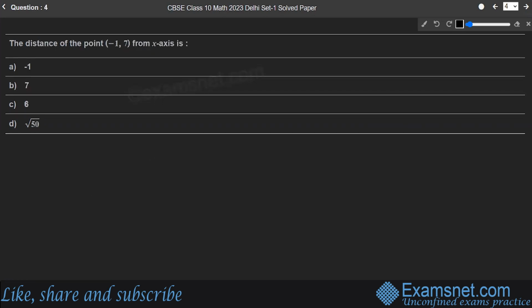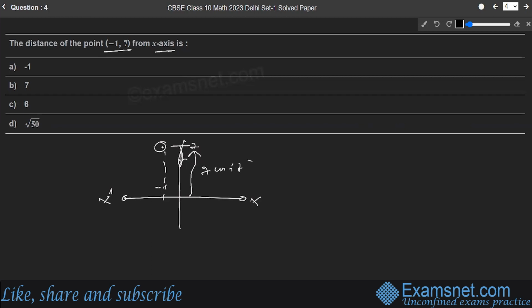Okay, what says the next one? The distance of the point (-1, 7) from the x-axis is, okay, so let us draw the x-axis. This is our x-axis, this is our x and x dash. The point is (-1, 7), so -1 should be on the negative side and 7 should be on the positive y-axis. So let's say this is 7 and this is -1, so this is where the point lies. Now they're asking for the distance of the point from the x-axis. The distance of any point from the x-axis is nothing but its y-coordinate, that is 7 units only, that is the height also. So the answer is simply 7 units from the x-axis.